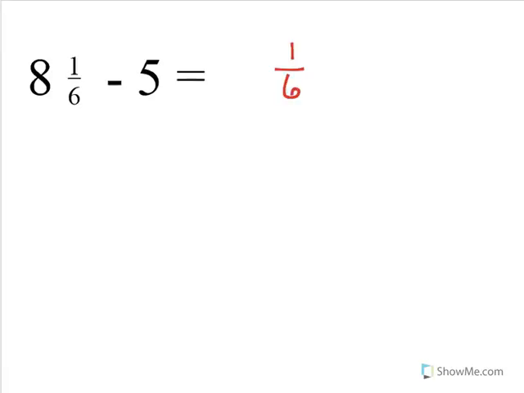Now, I can look at my whole numbers. 8 minus 5 is 3. Now, I know 1/6 is in simplest form because it's a unit fraction. It's a unit fraction because the numerator is a 1. So 3 1/6 is my final answer for this problem.